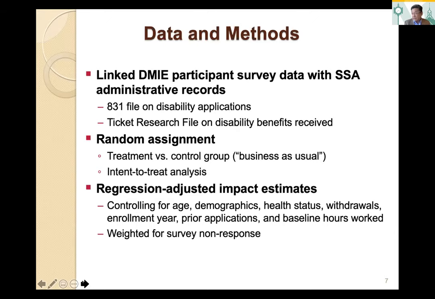We used an intent to treat analysis, which means that participants were observed even if they fell out in the middle of the demonstration; we continued to track their outcomes. And lastly, we applied weights for survey non-response, and the impact estimates are regression adjusted, so they do control for age, demographics, health status, and other observable characteristics.